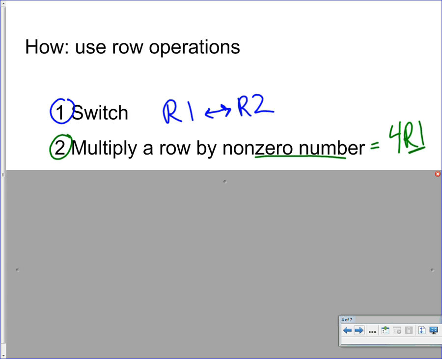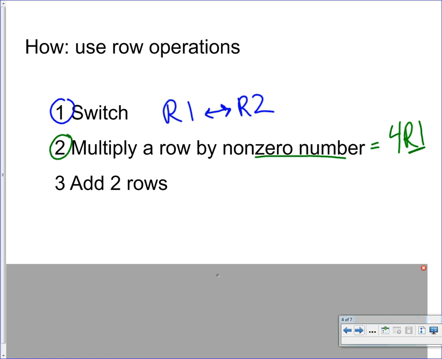The last move that you're allowed to make is you're allowed to add 2 rows. So if you want to add row 1 and row 2, then you have to put your answer into a row. So you can put your answer in row 2. So these are the 3 moves that you're allowed to make. Remember, your goal is to take that matrix that we first started with, and we're going to try to get it into row echelon form with those mostly 1s and 0s.